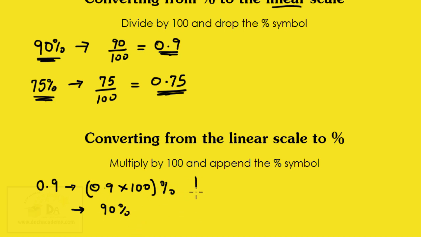and that's all. So I'll give another example. If you're given a linear probability like 0.65, to convert it to percentage scale, all you have to do is multiply by 100 and just append the percentage symbol. 0.65 times 100 is 65, and then the percentage symbol just goes next to it, 65%. Really easy stuff.